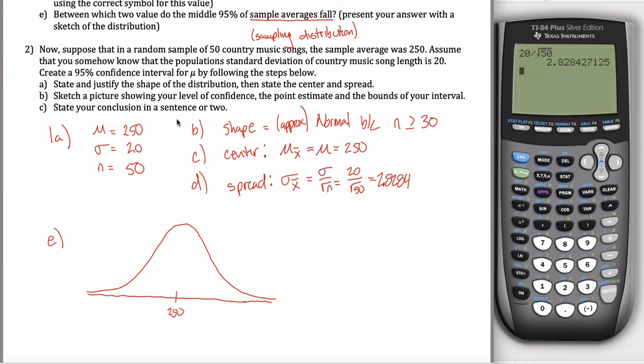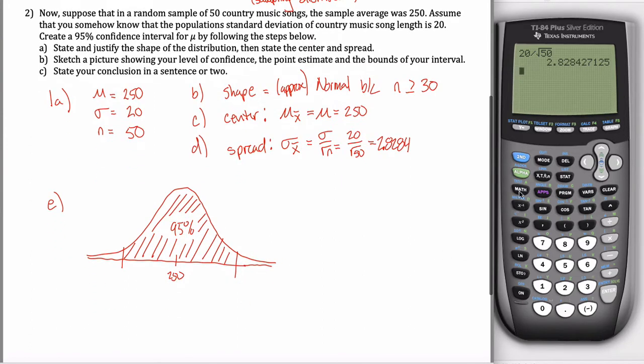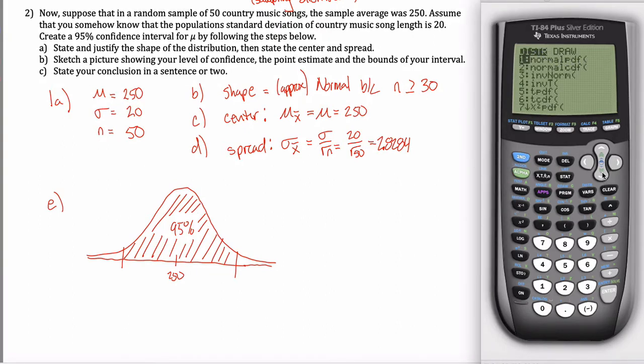And what I want to know are two values that kind of capture the middle 95%. So a value over here and a value over here that captures the middle 95% here. And I can find those two values. You can find those two values using the inverse norm function because that's the only way you knew how to do it when you were back in chapter 4. As we'll see in part 2 of this, there's another way you can do it. You hit second and then variables and go down to inverse norm.